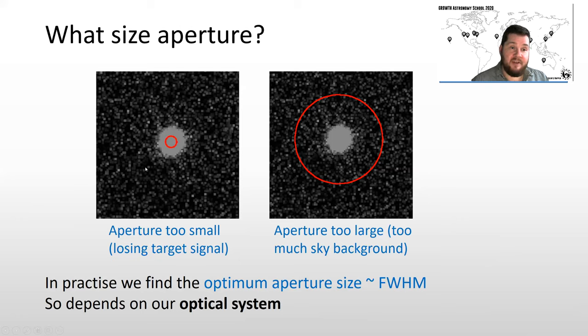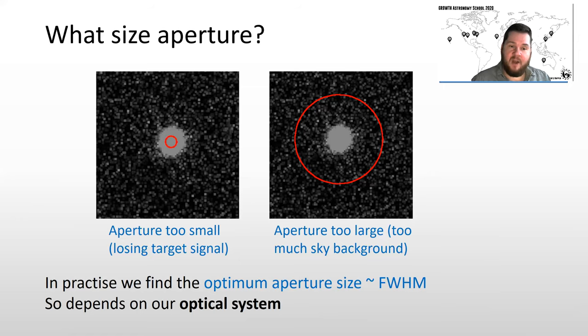So in this case, my signal goes down, and in this case, my noise goes up. And in both cases, my signal to noise ratio is going to be suboptimal. So what is the best? Well, the way to find it out analytically would be to actually reduce your data over and over again by using apertures of different sizes. You increase it, get it bigger and bigger, and compute the signal to noise ratio in each of those cases and find out which one is best. So that's how you would do it from first principles.